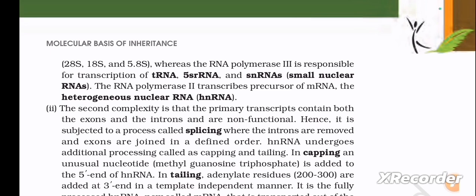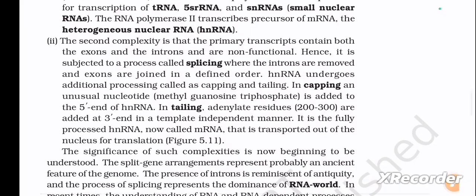The second complexity is that the primary transcripts contain both the exons and the introns and are non-functional. Hence, it is subjected to a process called splicing, where the introns are removed and the exons are joined in a defined order.